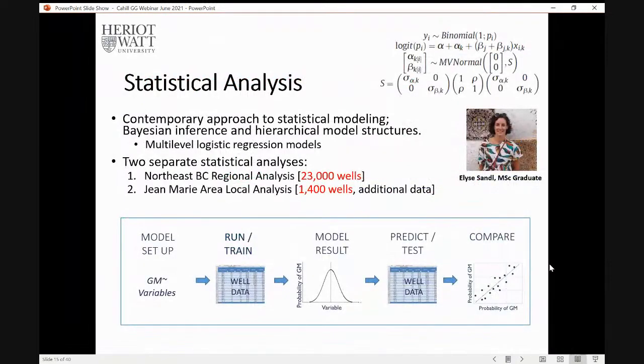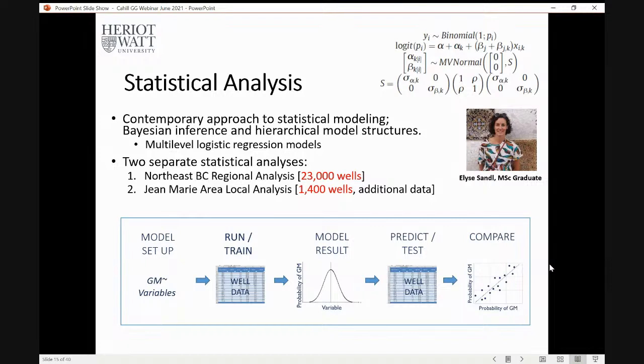We had a very excellent student named Elise, you can see a picture of her there. She did an absolutely excellent job of deploying some good statistical analysis on this large data set. She took a contemporary approach using Bayesian inference and hierarchical model structures to look at multi-level logistic regression models. She took the 23,000 wells in the whole of BC, and also focused in on that little clustered area, which you could see in the previous map. She got a model set up, looked at the different variables, trained the model with the well data, and then looked at the results.